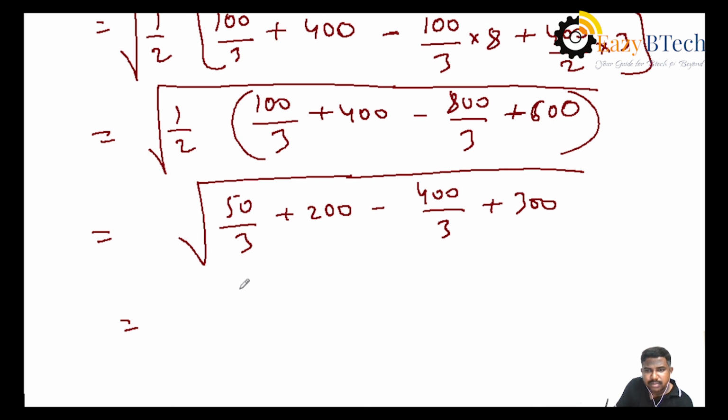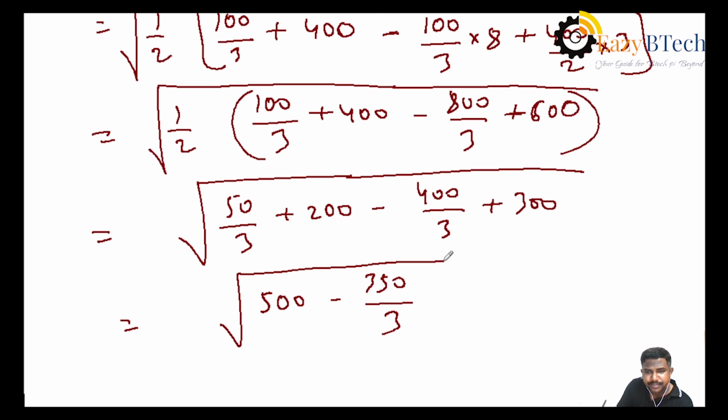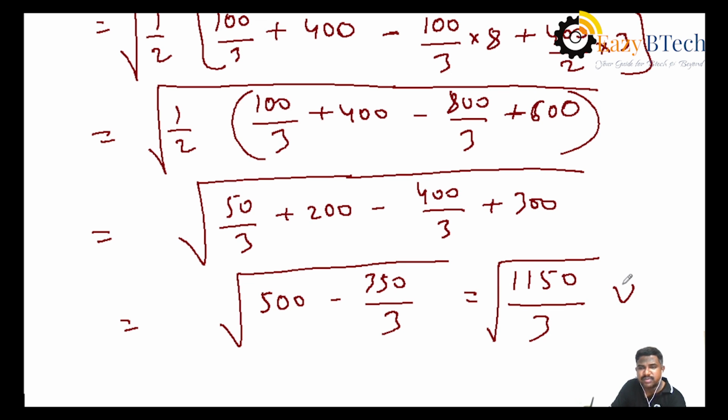That is 50 minus 400, 500 minus 350 by 3, 1500 minus 350. That is 1150 by 3. Okay, after simplification, this is the RMS value for the given waveform shape here.